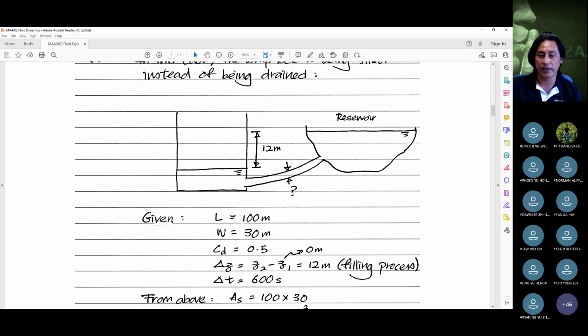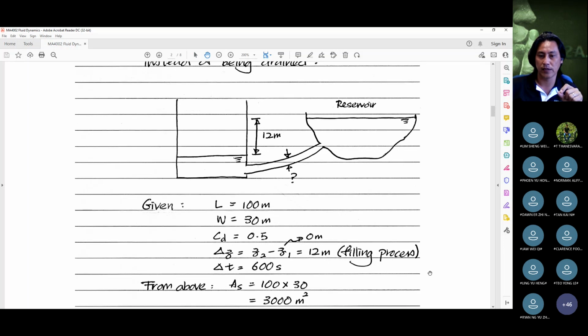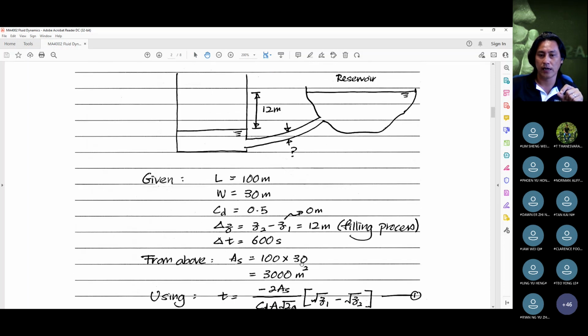The length of the conduit is 100 meters. The length of the ship lock is 100 meters. The width of the ship lock is 30 meters. The discharge coefficient has a value of 0.5. And delta Z is 12 meters. That's what we're told. And we're talking about a time span of 600 seconds because we're talking about 10 minutes.